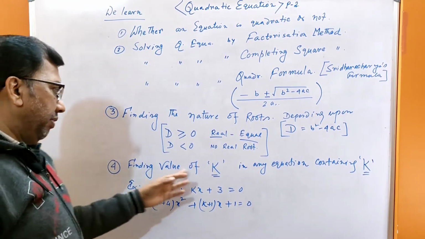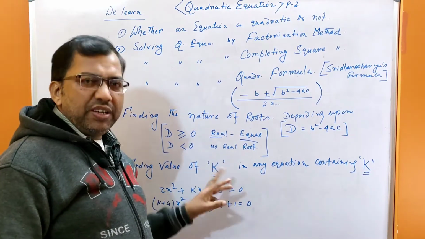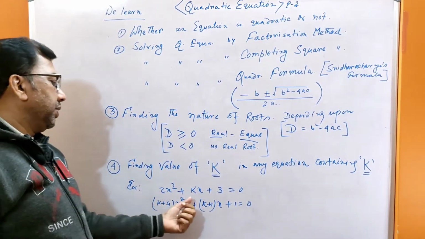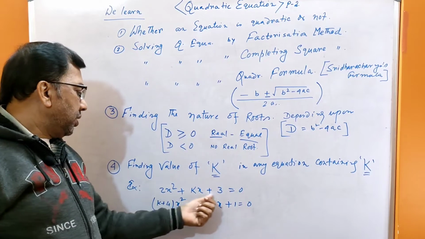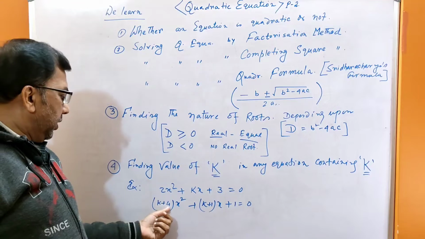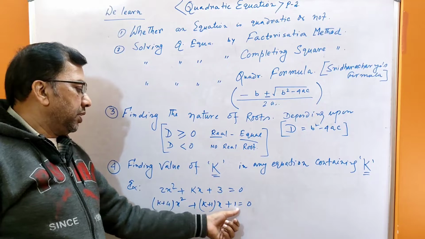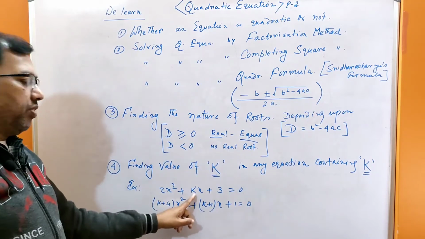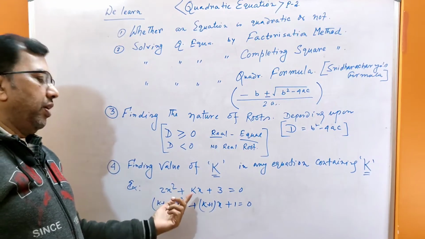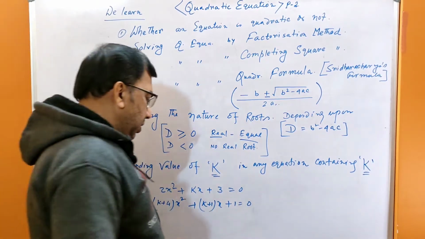Finding the value of the unknown k or p, whatever will be given in any equation containing k or p. Example: 2x square plus kx plus 3 equals 0. It is a quadratic equation, of the general form ax square plus bx plus c. Similarly, (k plus 4)x square plus (k plus 1)x plus c equals 0. In this form, you have to find out the value of k. If it is given p, or q, in all cases you have to find out the unknown value. Clear? So I am giving an example.